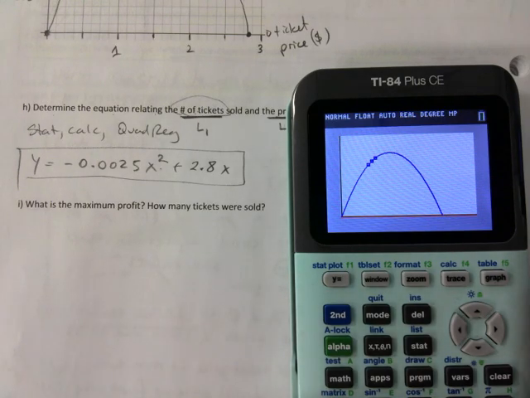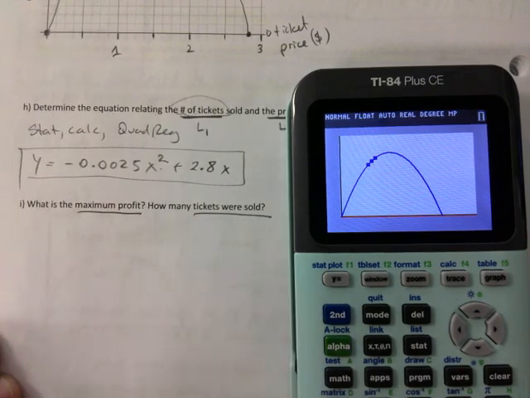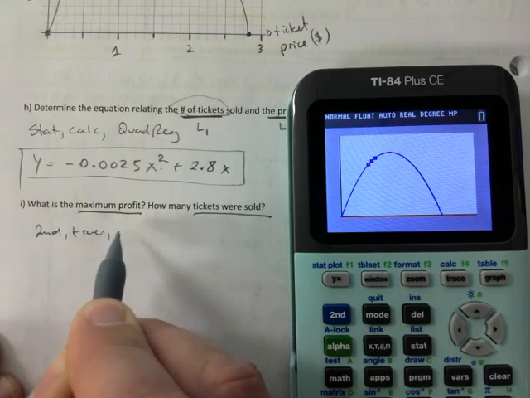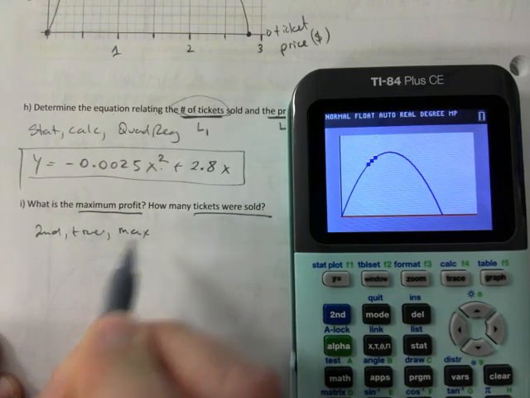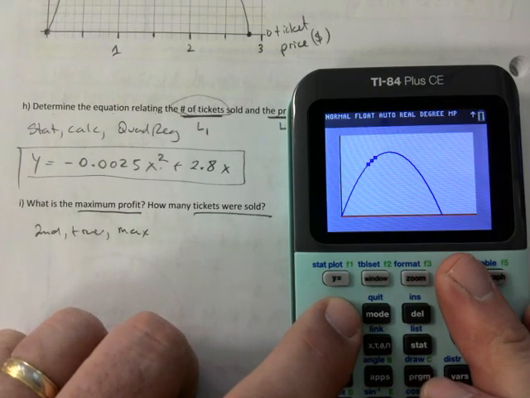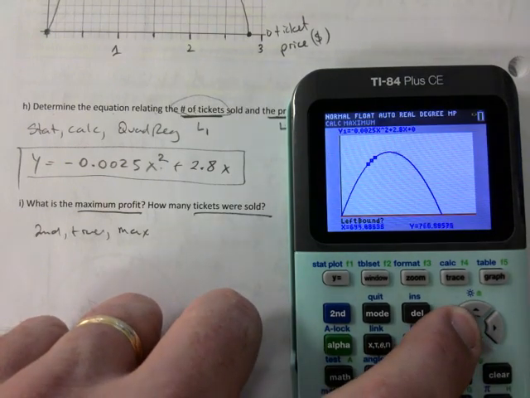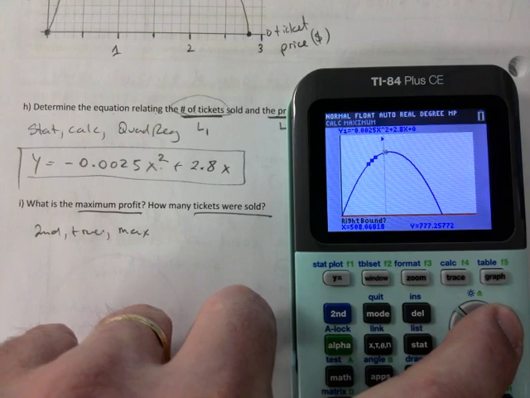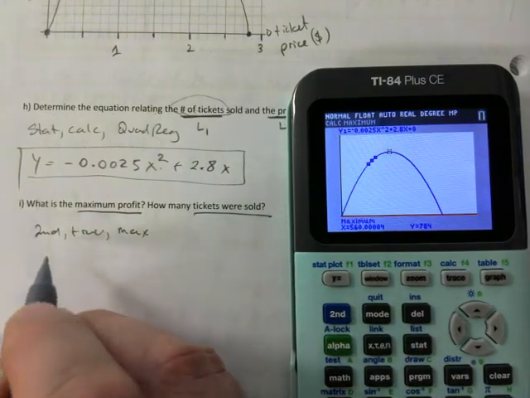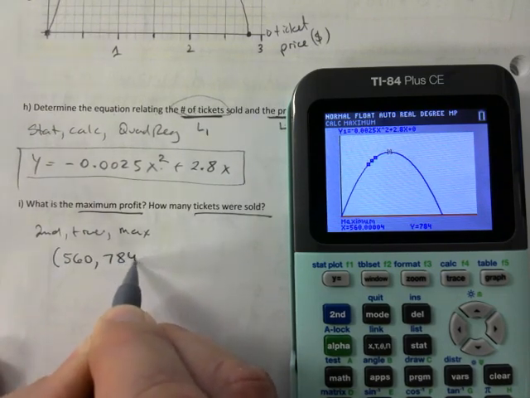Okay. What is the maximum profit? How many tickets were sold? Well, let's find out. It better be 784, or else we have a problem. Okay. Second trace max. Go to the top, enter, enter, enter. So watch this, 560, 784.